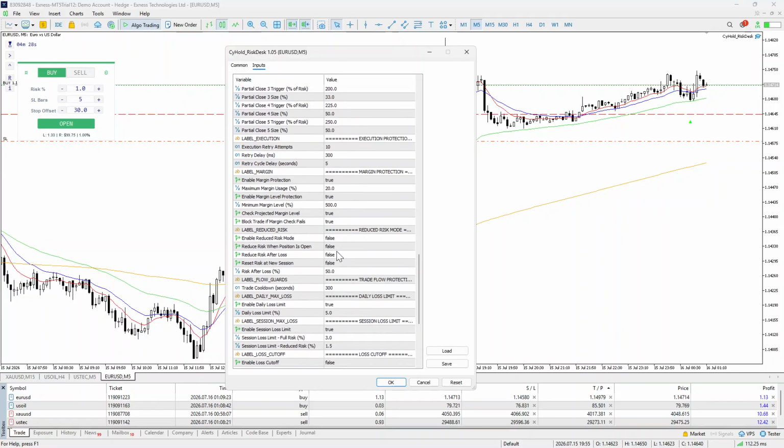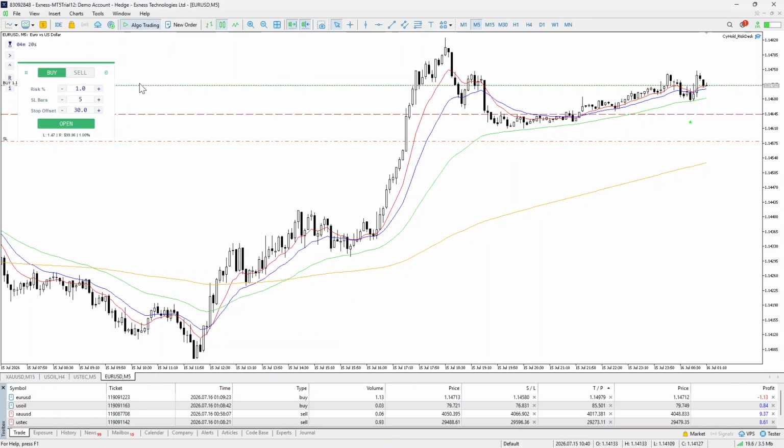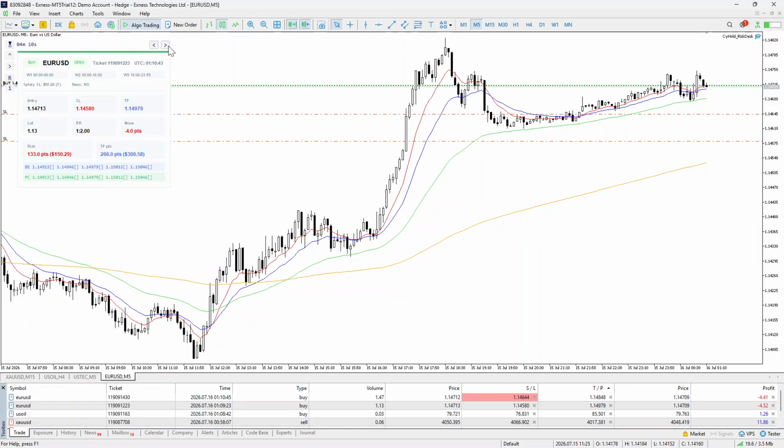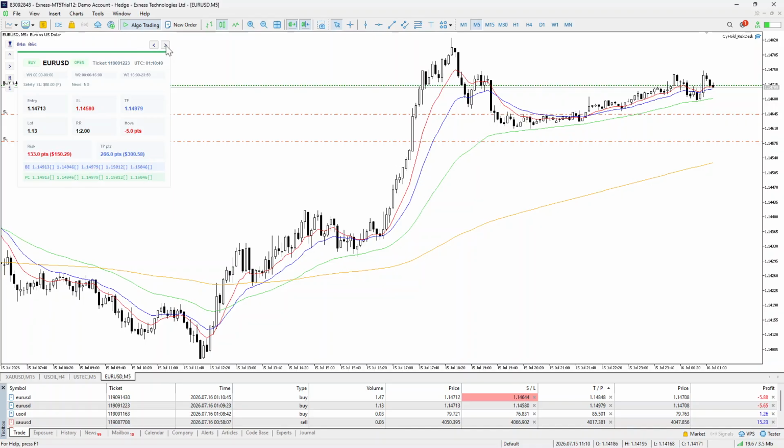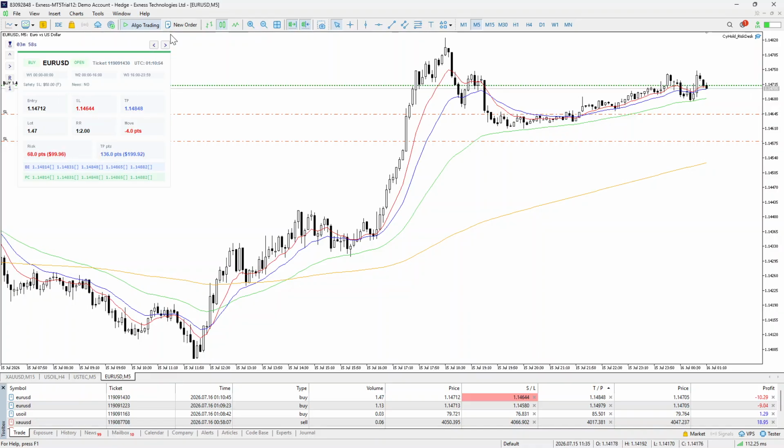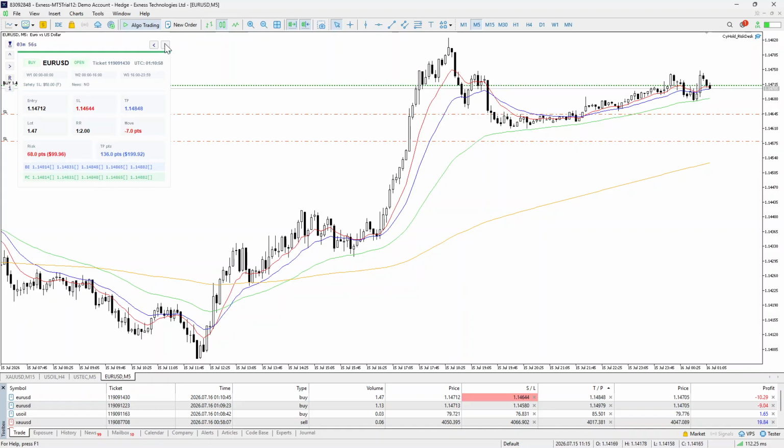That is it. Here. Yes. Want to show you. Now it's opened. So when you have more than one trade, you can navigate here between the trades on this chart specifically. Each chart has its own panel. So one trade, the other trade. You can see information about both.